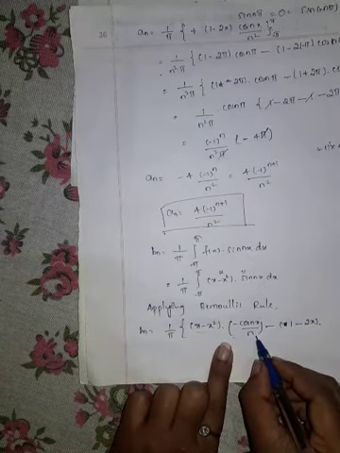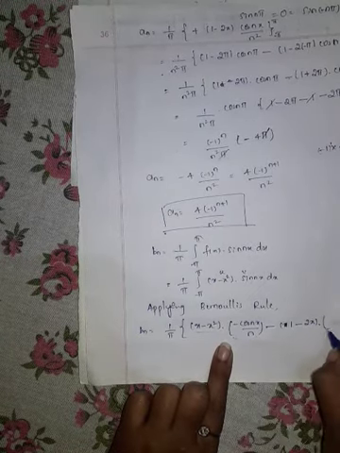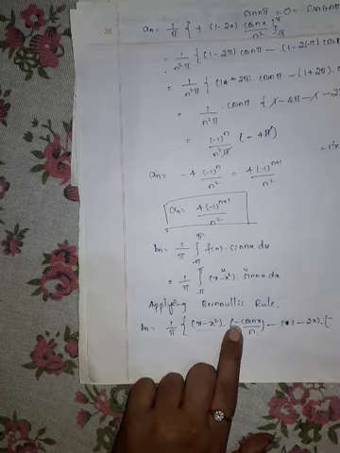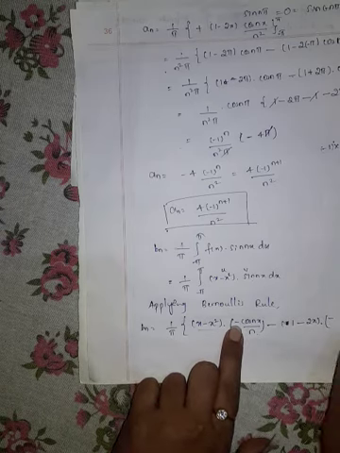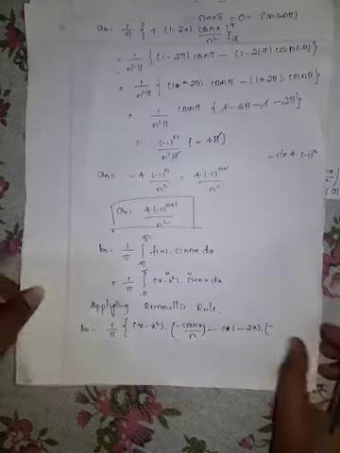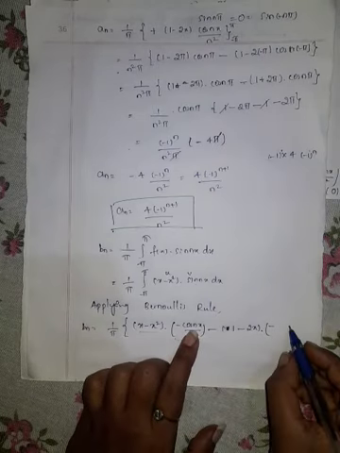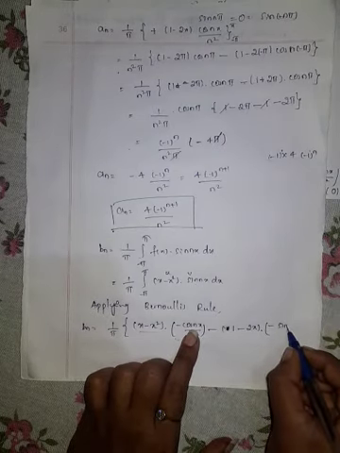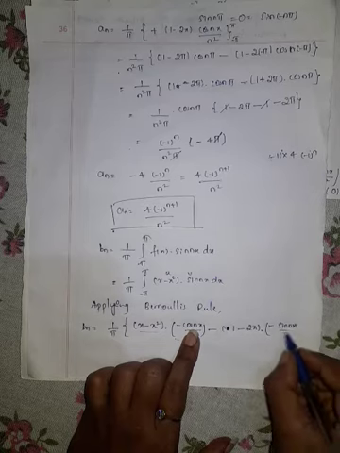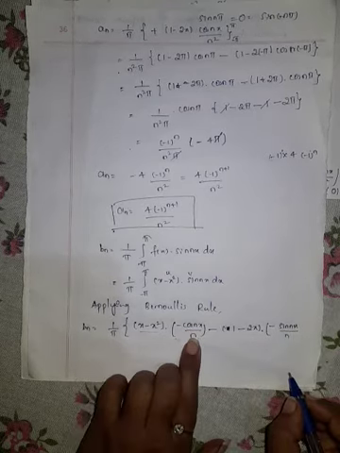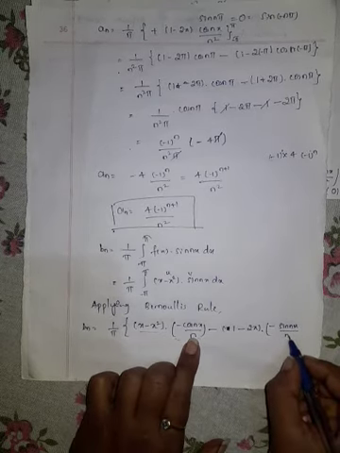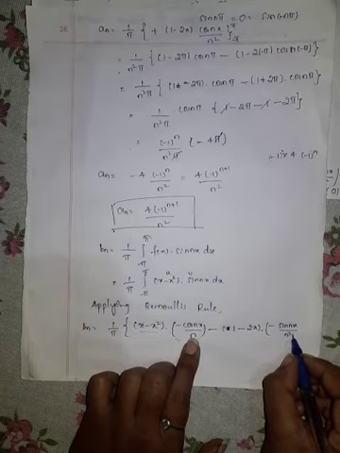Integration of next term means this term. So here we have minus sign. Take this minus sign as it is. Integration of cos nx is sin nx divided by n. Here we have already one n. So n into this n is n square.